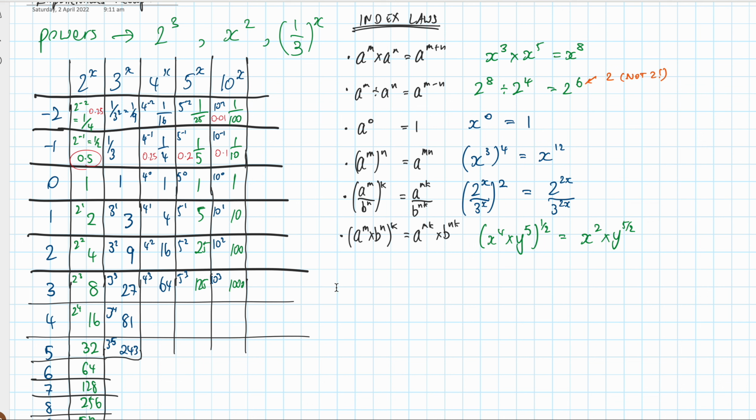So from my experience, the fractional and the negative power rules are the ones that students typically trip over the most.